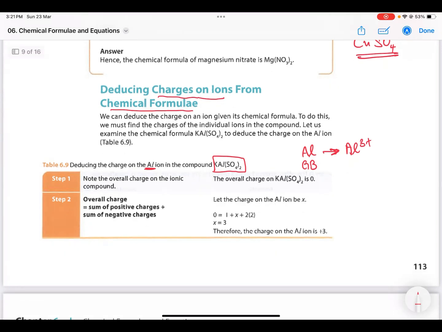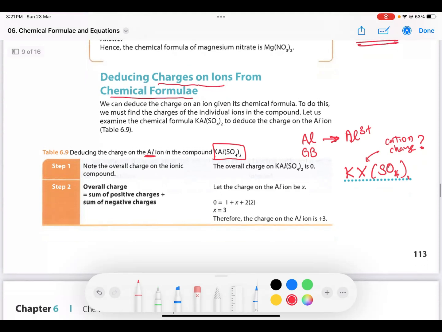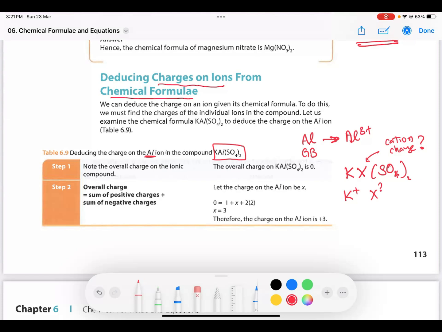But what if I change it? Sometimes I give you this question. I can say KX(SO4)2. Then I tell you X is a cation. Find for me the charge. What is the charge of the cation over here? So I know K is +1 because it's group 1. I know that X is a question mark. SO4 I know is 2-.